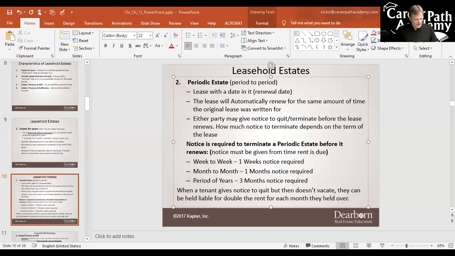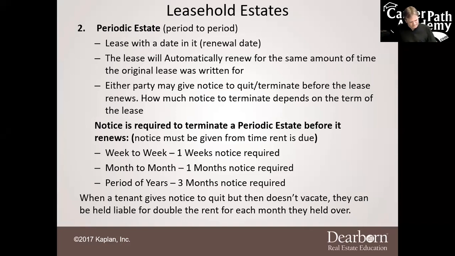So let's go highlight the periodic estate, sometimes called an estate from period to period, are created when the landlord and the tenant enter into an agreement that continues for an, cross out the word indefinite. I don't want this confusing you. Just cross out the word indefinite. When it continues for a length of time without a specific expiration date. They didn't have to use the word indefinite there to explain that.